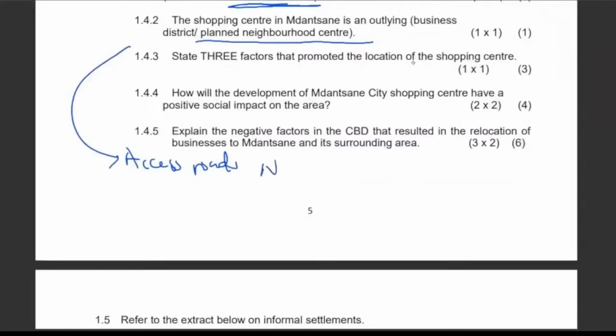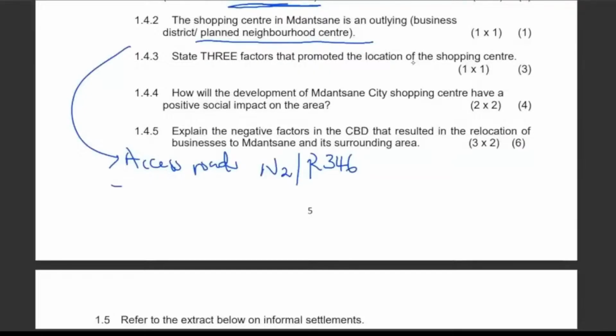We have the N2, the national route 2, and also we have R346. This facilitates the access by motorists. Motorists plying those routes can actually access the shopping center because it's easily accessible. It's just linked by those routes.